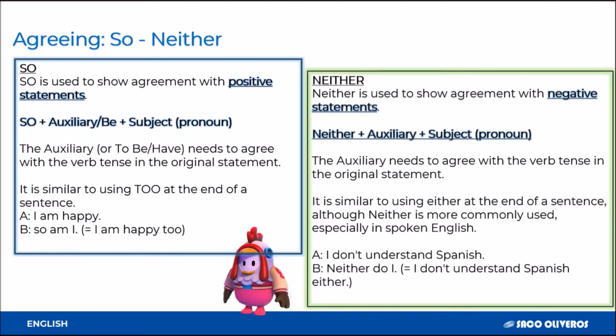Neither. Neither is used to show agreement with negative statements. We use neither plus an auxiliary plus a subject, which is the pronoun. The auxiliary needs to agree with the verb tense in the original statement. It is similar to using either at the end of a sentence, although neither is more commonly used, especially in spoken English. Example: I don't understand Spanish. Neither do I, which is similar to I don't understand Spanish either.